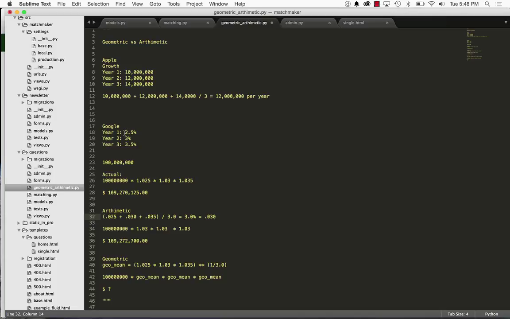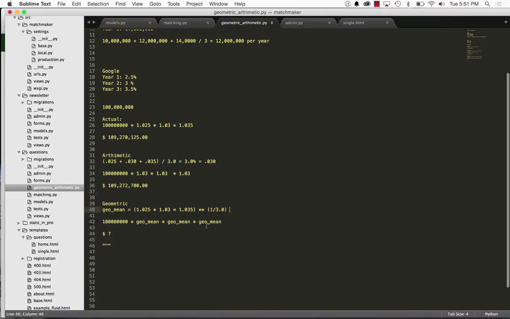And it would be even different if the growth rates were drastically different, right? So if the percentages were drastically different, the result of actual versus arithmetic would be also drastically different. So let's take a look at the geometric mean. So what we do here is we multiply each number together, so the percentage together, and then we take it to the nth root.